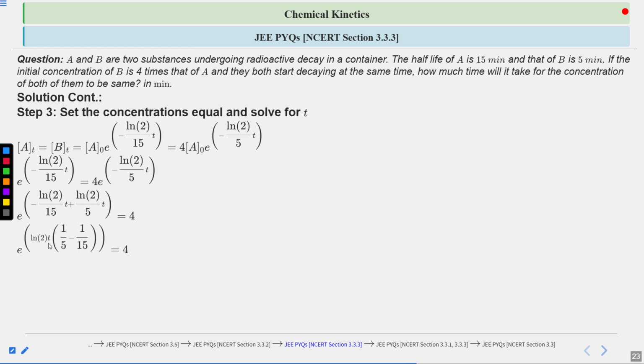Now you solve this. You take ln2 t as common because it is present in both the values. So when you take ln2 times t common, inside the bracket the remaining thing will be 1 by 5 minus 1 by 15, right? Because it is 1 by 5 plus and minus 1 by 15. So you have to solve this. This is going to be equal to 4. So it will be ln2 times t times 2 by 15 is equal to 4.